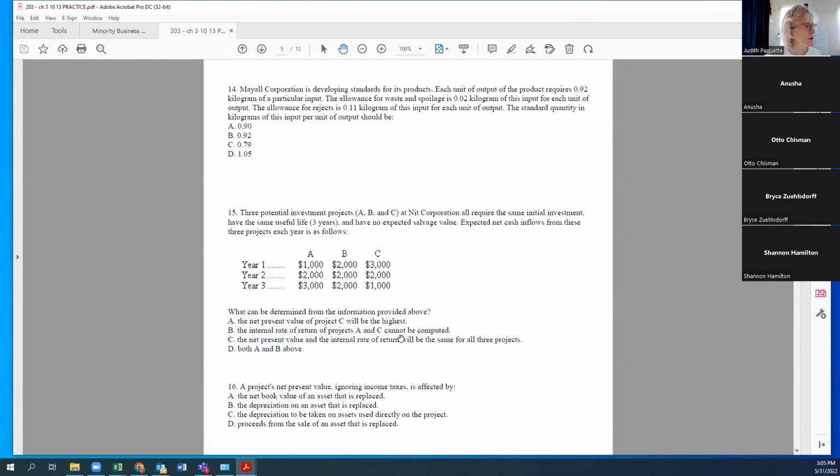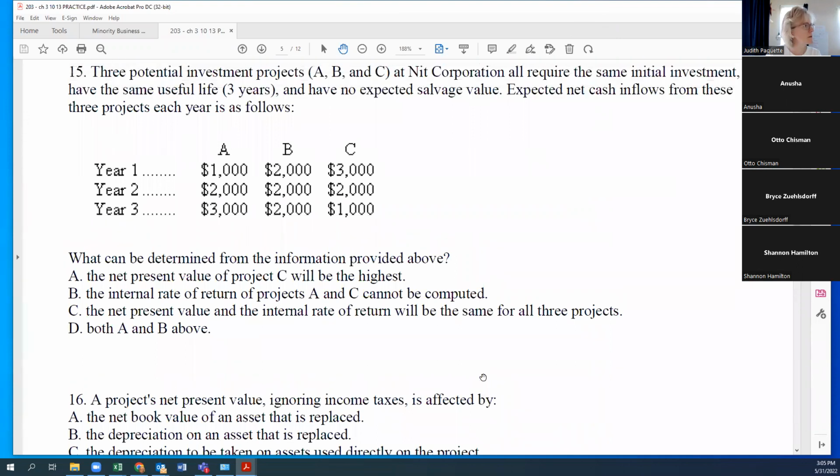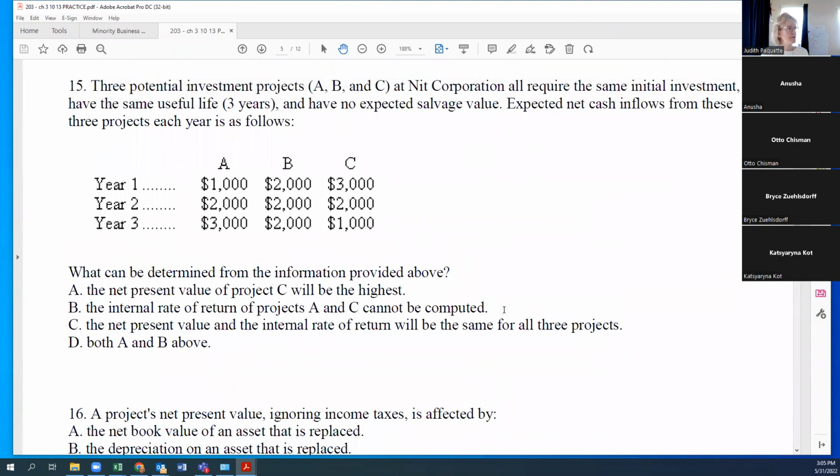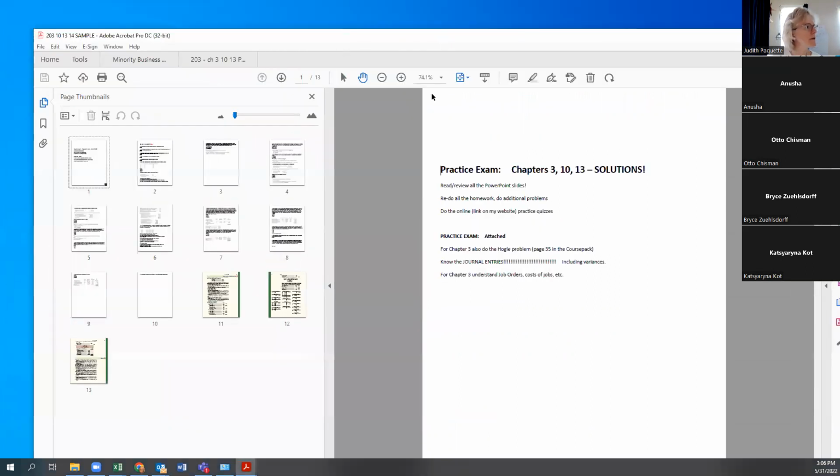Okay, let's look at number 15. Oops, there it is. Okay, so 3 potential investments. All require the same investment. All have the same useful life and have no salvage value. Expected cash inflows from these 3 projects each year are A, B, C. What can be determined from the information provided above? Okay. And the solution is what? Let's take a look at an example.